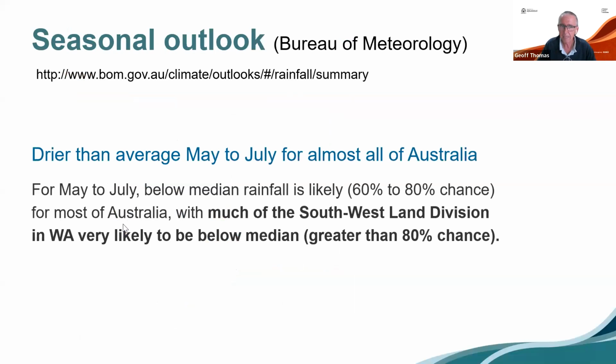Maybe dampening that outlook is the fact that the Bureau of Meteorology in their forward forecasts for the whole of Australia say that there's a drier than average May to July, but certainly in our West Australian environment, the statement is that much of the Southwest Land Division in WA is very likely to be below median.